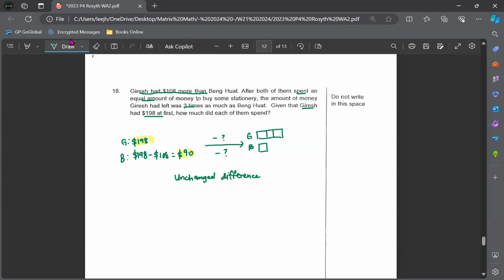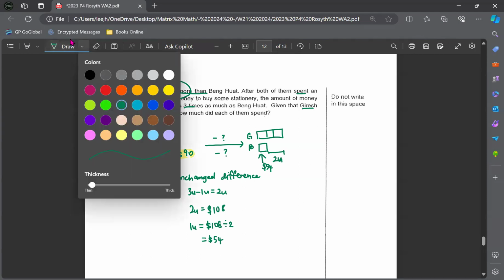So the unchanged difference means what? Over here, you can see is 3u minus 1u. Difference is 2u here. But how do we find the value of 2 units? Actually, you already know. How much is the difference between the two children? It's 108, because even if you take 198 minus 90, you will still get 108. So look for 1 unit: 108 divided by 2 is 54. So who is 54? It is actually Bing Huat here.